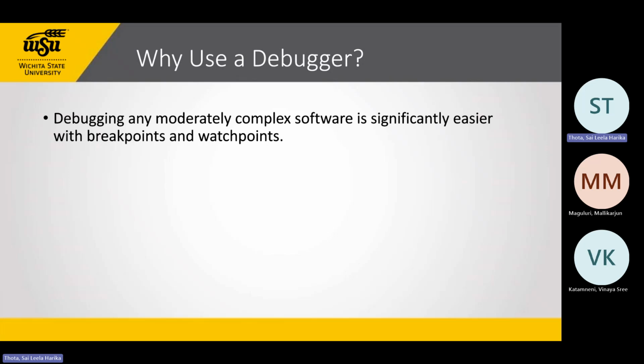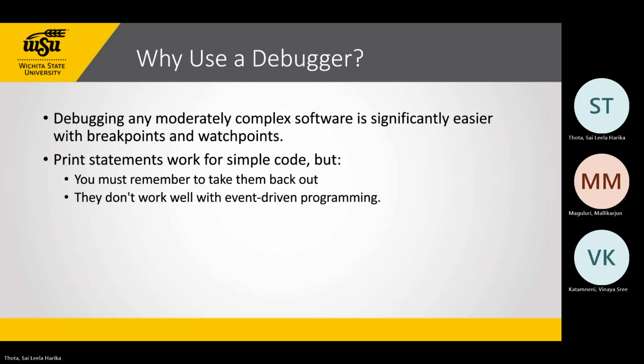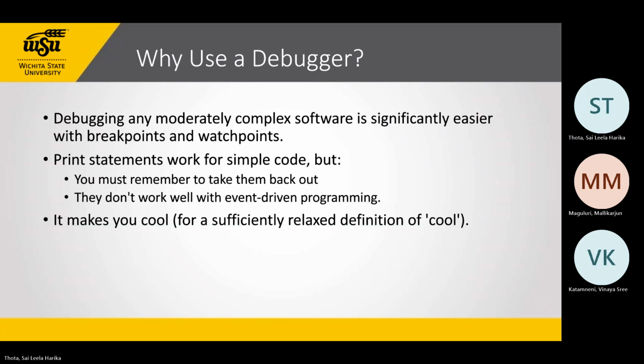Okay, so we have time. It's only 10:05, so we can discuss one of the important topics, that is debugger. Debugging moderately complex software is significantly easier with breakpoints. So debugger is basically useful to deal with the errors. Print statements work for simple code, but you must remember to take them back out. They don't work well with event-driven programming. We did a complete lecture on errors, different types of errors. So in order to get rid of errors, we should know about the debuggers or the error handling exceptions that we already discussed, like try, catch, and finally.